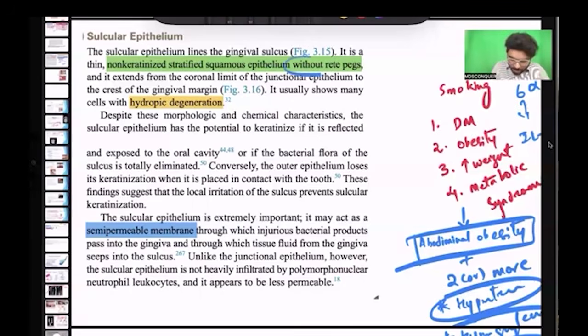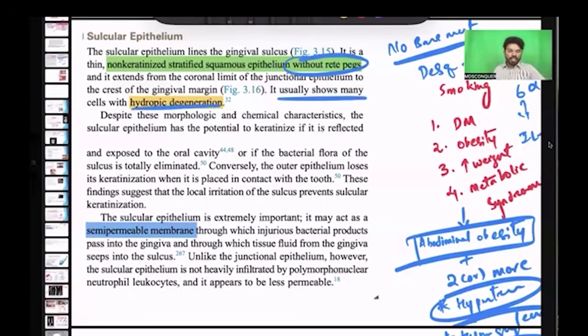Without rete pegs. Can you tell me any skin lesion or any disease which is having no basement membrane? No basement membrane is seen in which disease? Not pemphigus. Yes, it is desquamative gingivitis. Okay, anyway, keep that aside. So it shows what type of degeneration? That is hydropic degeneration.